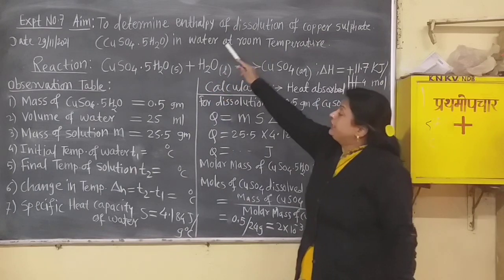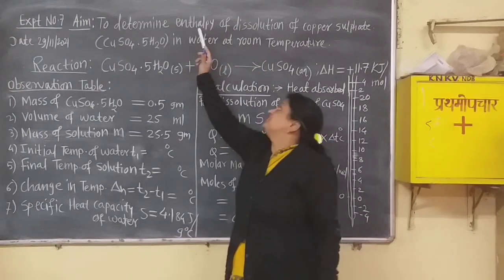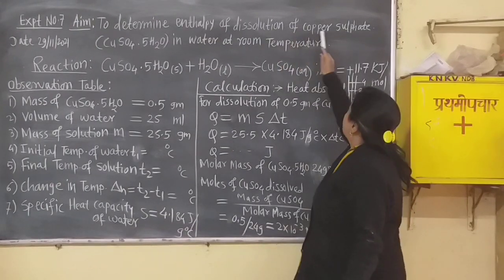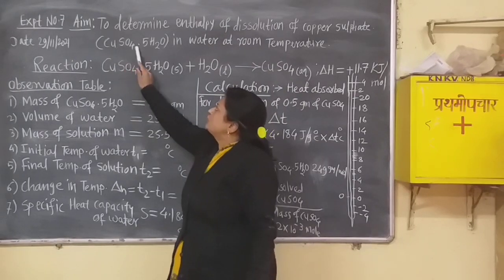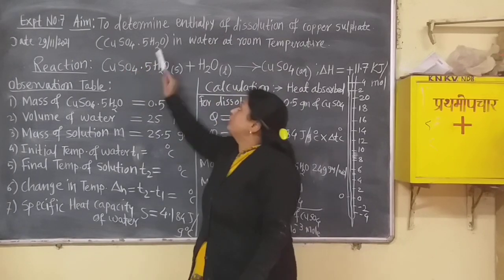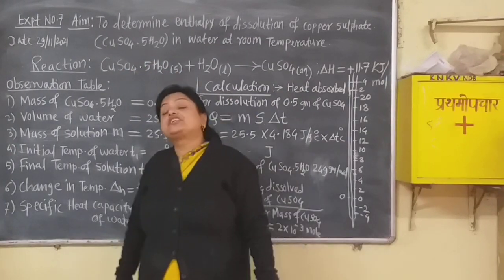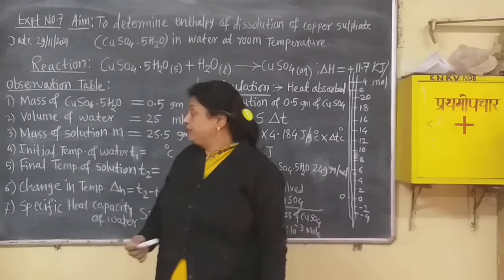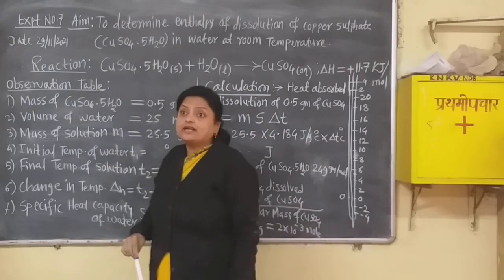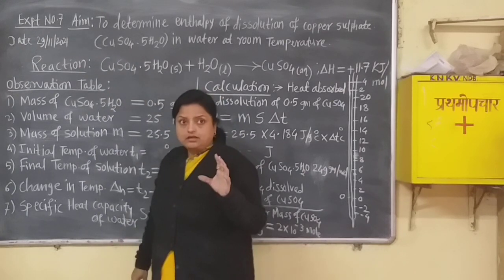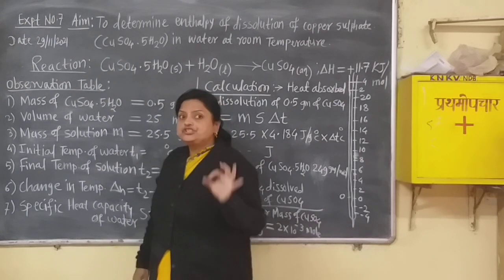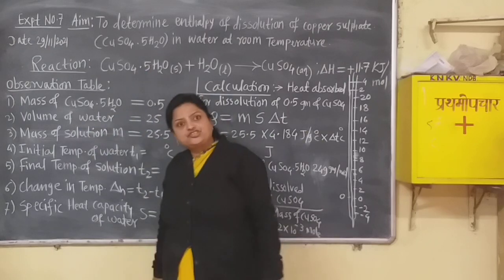And we have to determine the enthalpy or heat change of dissolution of copper sulfate. The formula is CuSO4.5H2O. Now this 5H2O is called the water of crystallization. If we remove this by heating, the copper sulfate becomes a white powder. You know that the blue color is due to the water of crystallization.